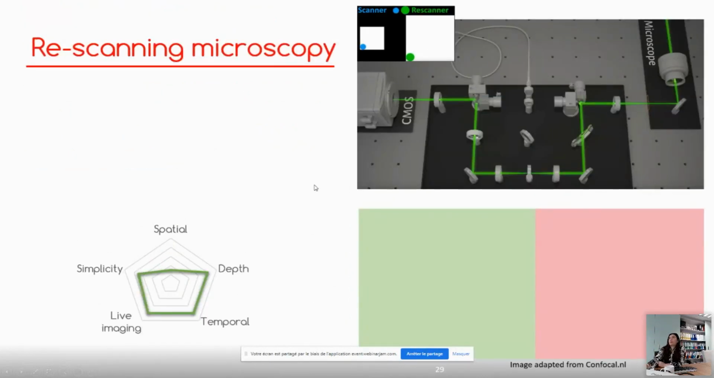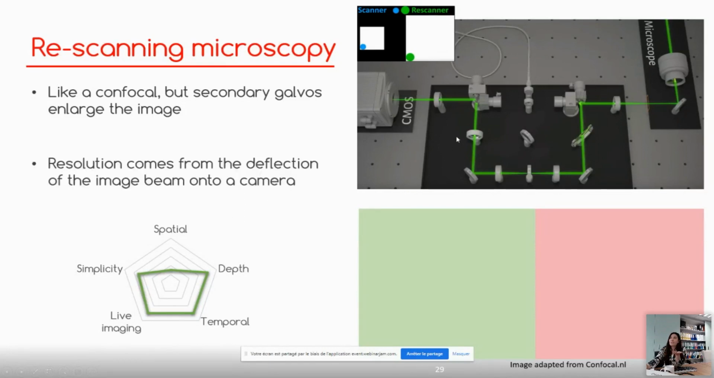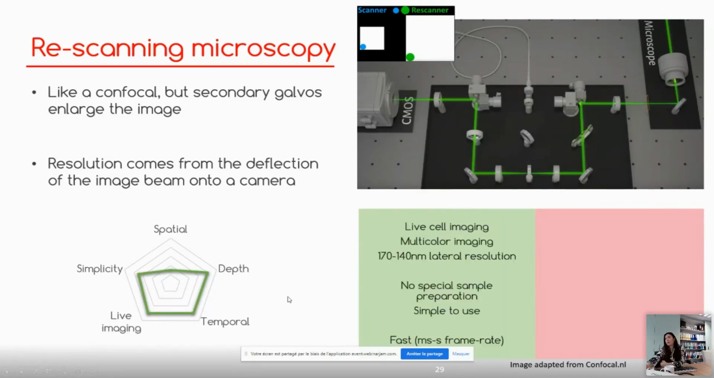Another way that we can do super resolution imaging is by increasing the size of what the camera sees. So the technology by Confocal NL, based in the Netherlands, called the rescan microscope, they use a geometry really similar to a confocal microscope, but there's a second set of galvanometric mirrors that actually scan again or rescan, and they enlarge the image on the camera. So the increase in resolution comes from this deflection beam onto the camera.